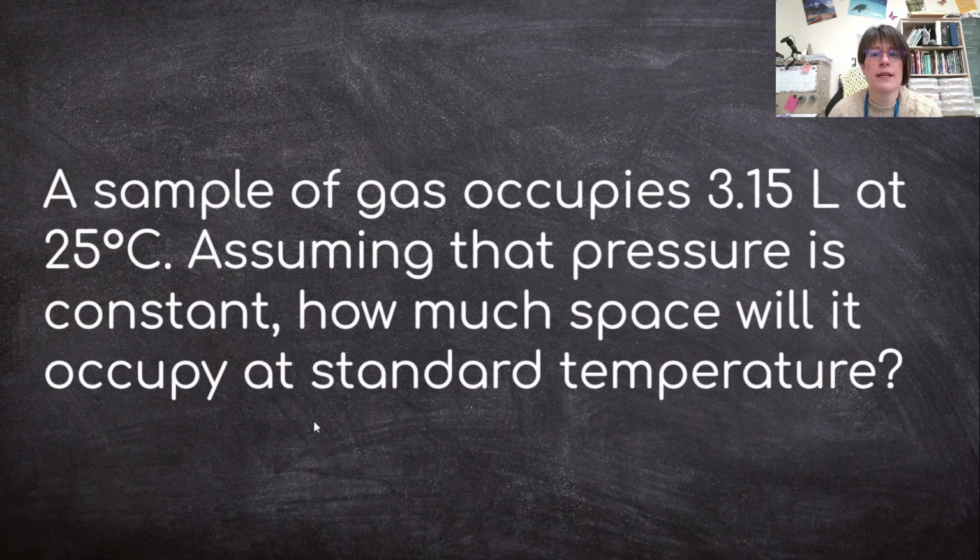So a problem dealing with Charles's law is one like this. A sample of gas occupies 3.75 liters at 25 degrees Celsius. So here I have my initial volume, V1, and I have T1. Assuming that pressure is constant, how much space will it occupy at standard temperature? So I want to know V2, and they do, in a roundabout way, give me T2, because we know that standard temperature is 0 degrees Celsius or 273 Kelvin.